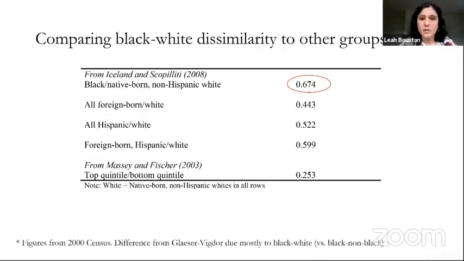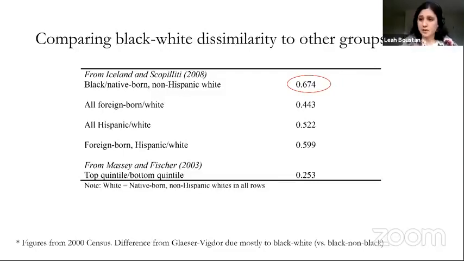So as I mentioned, Black, non-Black segregation is higher than for other groups. So I wanted to illustrate that quickly here on this slide, taking some data from sociologists, Iceland and Scopilliti. Now the choice that they made is a bit different. It's not Black, non-Black, but they're looking at Black, native-born, non-Hispanic white segregation. And so the levels are going to be a bit different. They're actually a bit higher than what we would see in the Glaeser-Vigdor series.